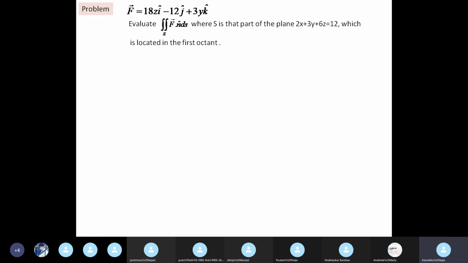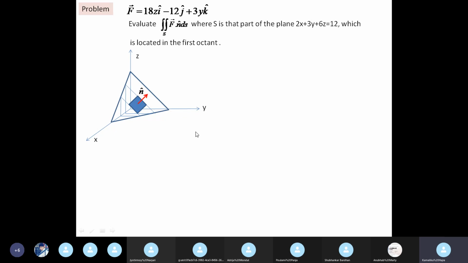So the key to do surface integral sums correctly is the diagram. It's almost like geometry. You have to be very careful with the diagram. So I've set up the xyz axis, and this is the plane 2x plus 3y plus 6z equal to 12, which is located in the first octant. Okay, so this is the figure that they have asked you to do.